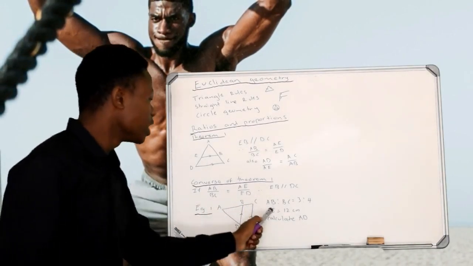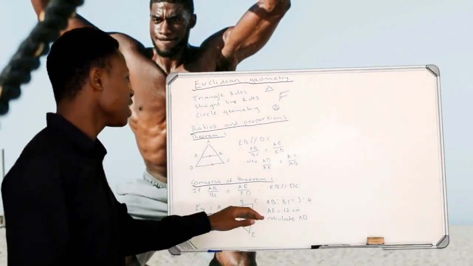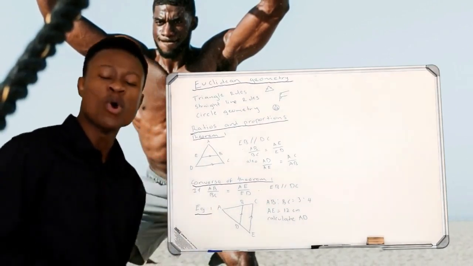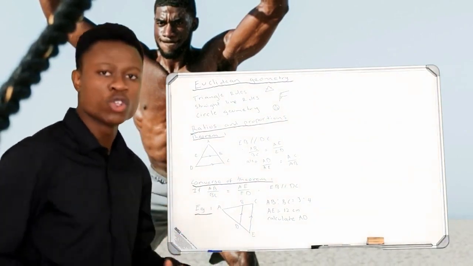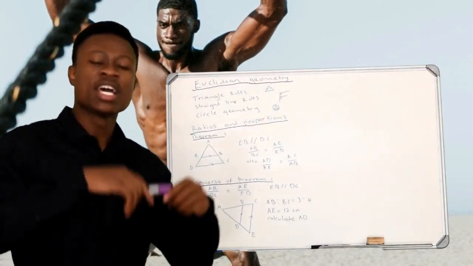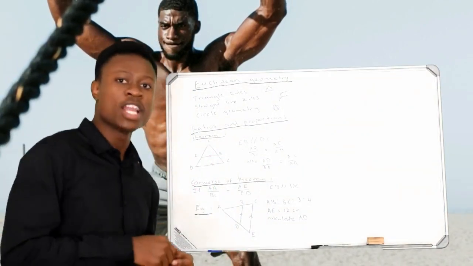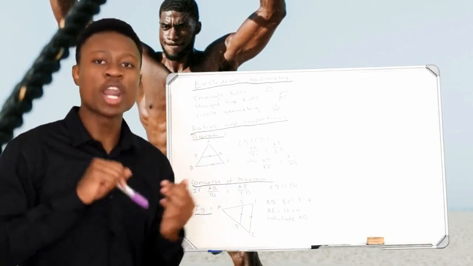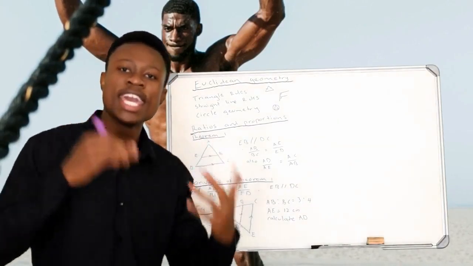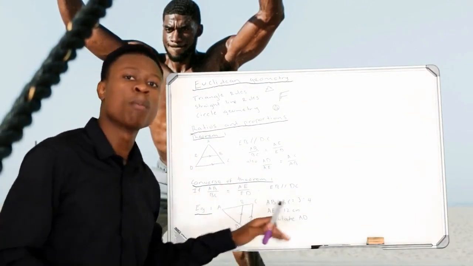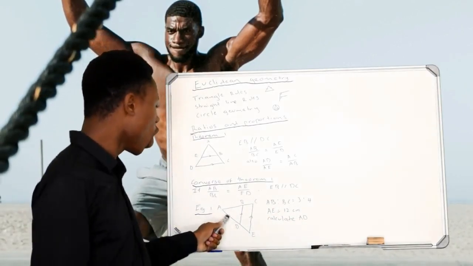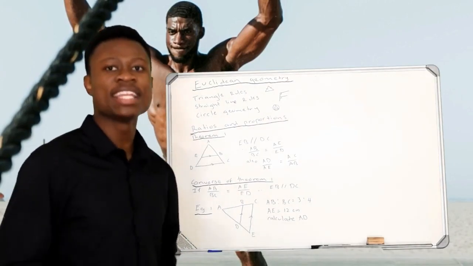And then they gave us AE, 12 centimeters. 3 and 4 are proportions, not actual values of what the lines are. AE is a centimeter value, so it is an actual value, not a proportion. That's why when we say calculate AD, we want an actual value in centimeters. We want to know how long that line is.